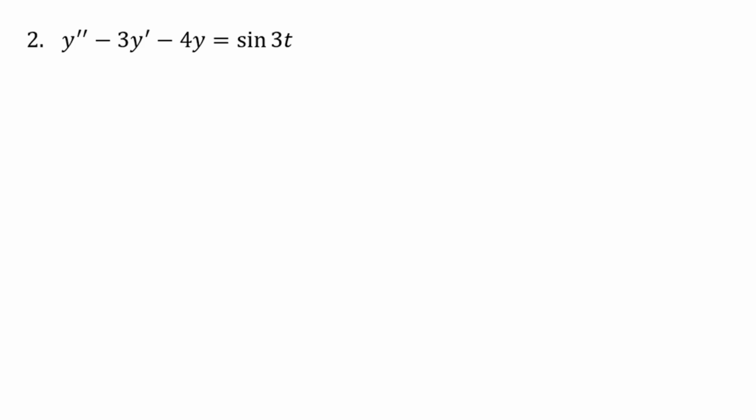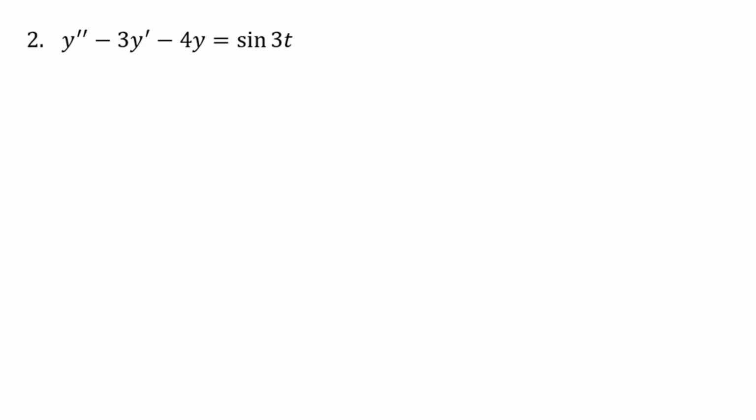Okay, we're going to look at another example of solving a non-homogeneous linear ordinary differential equation. Notice this one, we have a sine 3t function on the right-hand side of the differential equation, which is what makes it non-homogeneous. In the last video, we did a very similar problem. In fact, the left side of the differential equation was exactly the same.